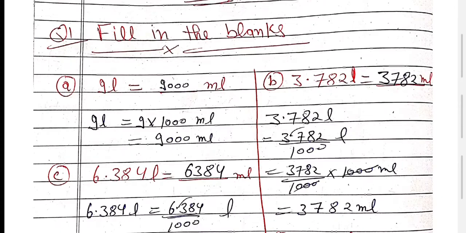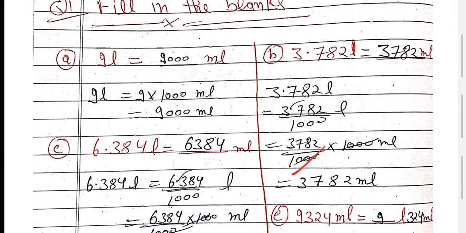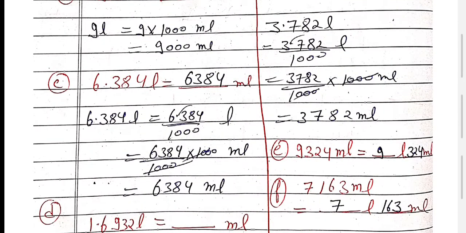Now come to the B part. 3.782 liter. So first you remove the decimal. When you remove the decimal, put 1 below, and how many digits are there after the decimal? 3. So write 000 here. So it becomes 3782 upon 1000. And when you convert liter into milliliters, you have to multiply by 1000. So multiply by 1000, it becomes milliliter. Now cut 1000 by 1000. Then what will you get? 3782 milliliter is your answer. This divide by 1000 comes from removing the decimal, and you multiply by 1000 because you convert liter into milliliter. So your answer is 3782 milliliter.